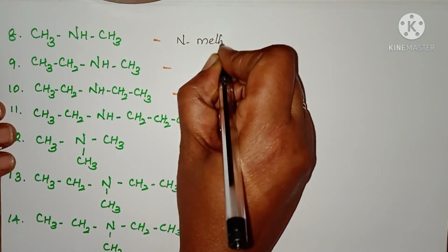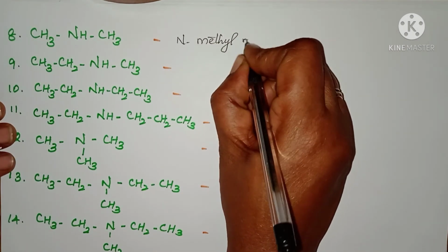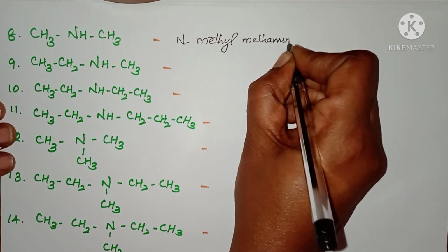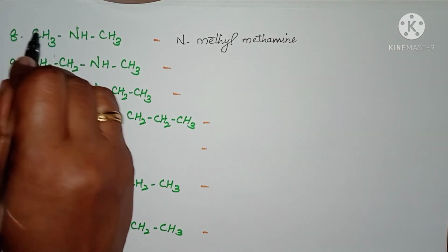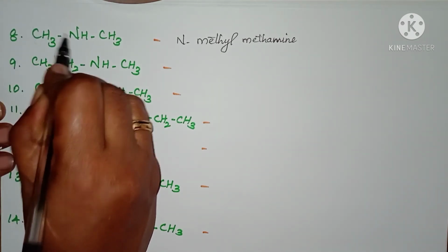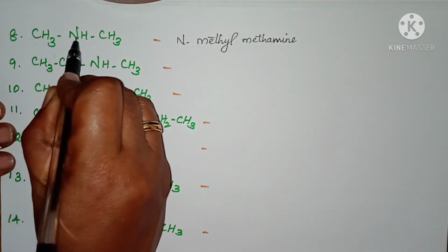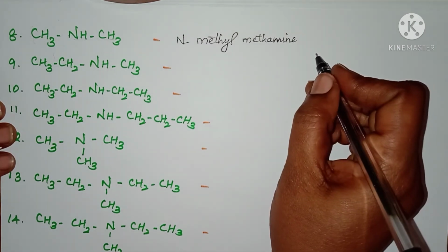So that means N-methyl methanamine. Got it? See, now this is a methyl group attached to N. So this is N-methyl methanamine. Methyl amine is called methanamine. That is the way you can give the name.